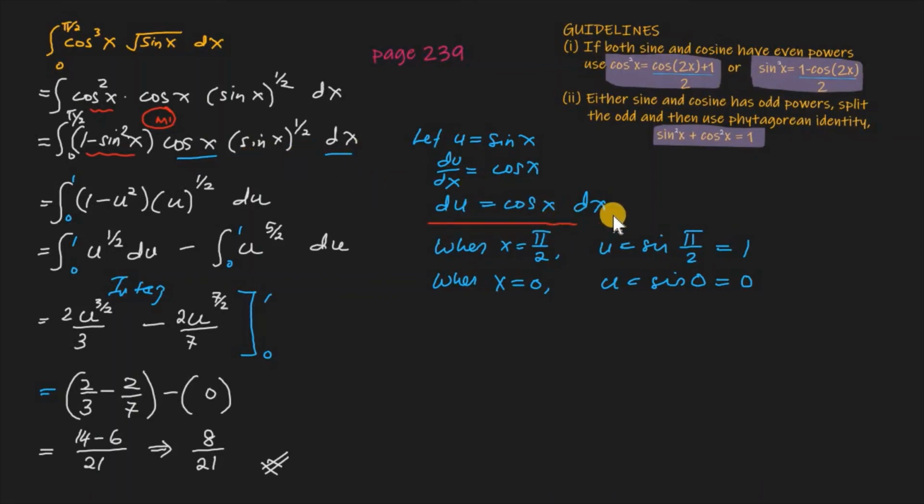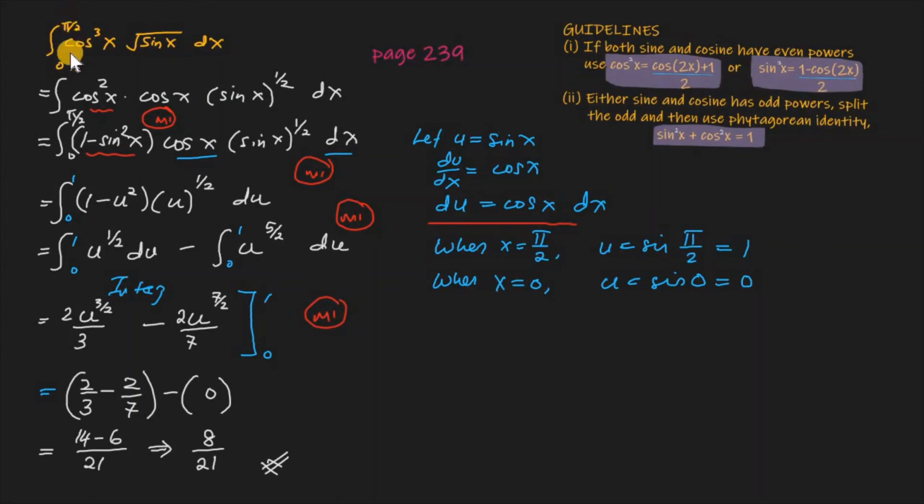So there we see cosine x dx is the du. So we change everything in terms of u. Replacing u as sine, here we have u, sine x power half. Then before we integrate, we can separate now. So it's u power half, and then minus u power 2 plus half, which is 5 on 2. And then we integrate term by term.